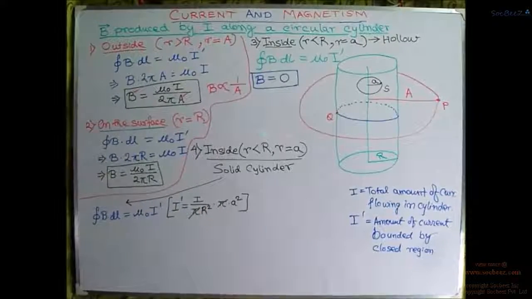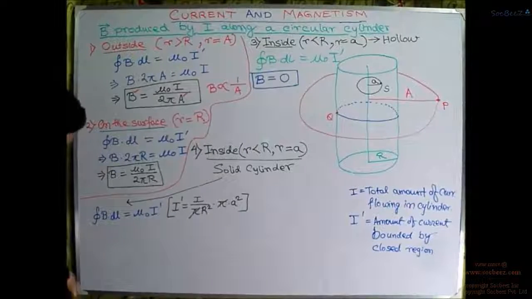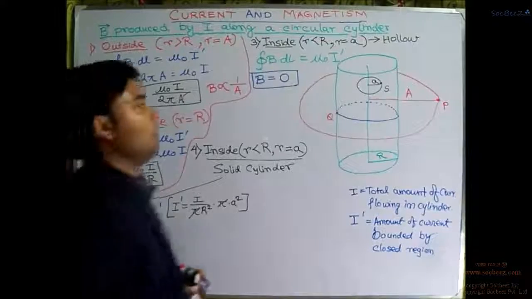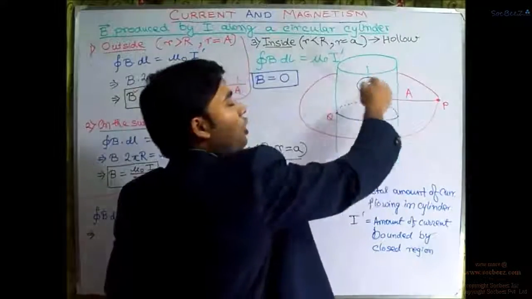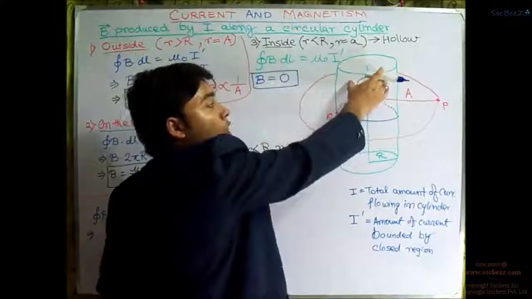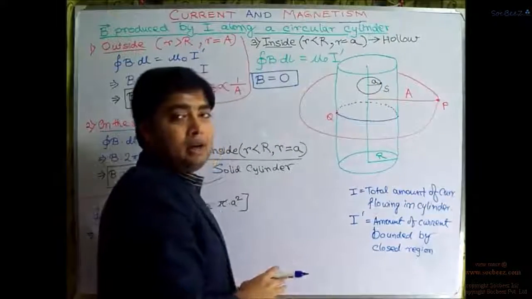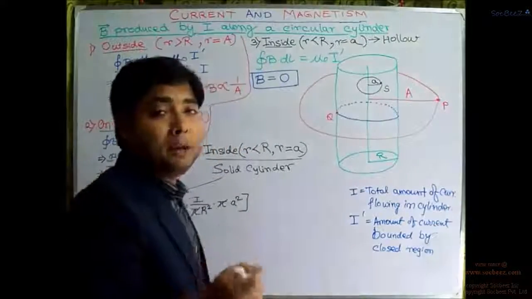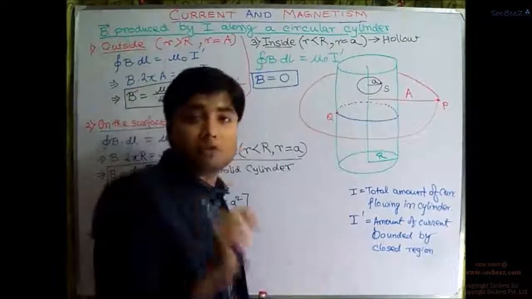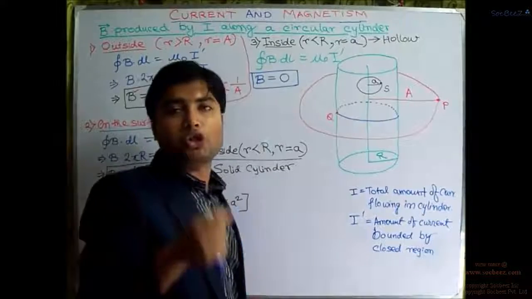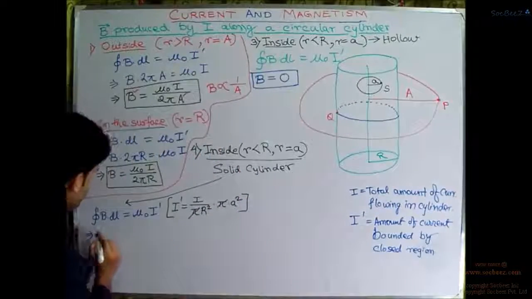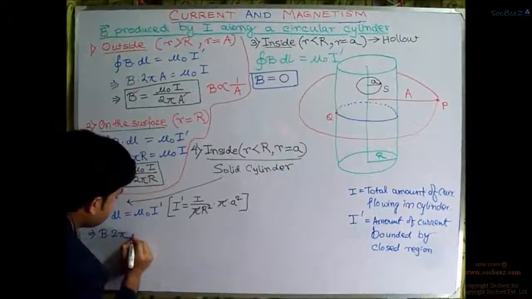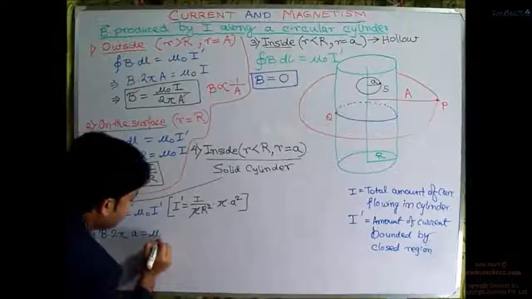As we know, the line integral of dl along the periphery of this black line will simply be the perimeter of the circle with radius small a, which is 2 pi small a. So that will be B multiplied by 2 pi small a equals mu naught.